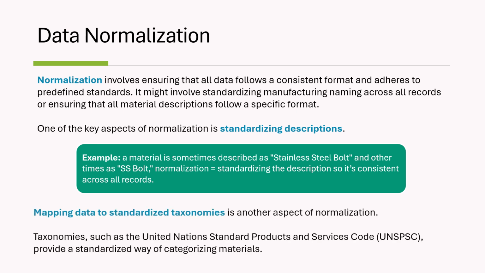Mapping data to standardized taxonomies is another critical aspect of normalization. Taxonomies, such as the United Nations Standard Products and Services Code, provide a standardized way of categorizing materials. By mapping your MRO data to these taxonomies, you ensure that it's consistent not only within your organization, but also with industry standards. This can be particularly important if you're working with suppliers or customers who also use these standards.